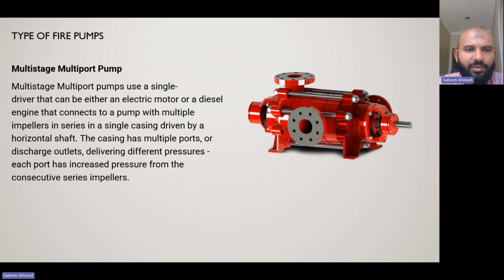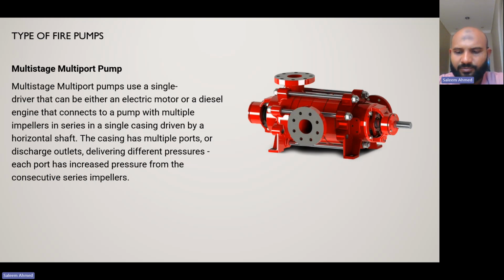The casing has multiple ports and discharge outlets, delivering different pressures. Each port has increased pressure from a consecutive series of impellers. These pumps are commonly used in industrial and fire protection systems. It allows flexibility in delivering water at different pressures for various applications.